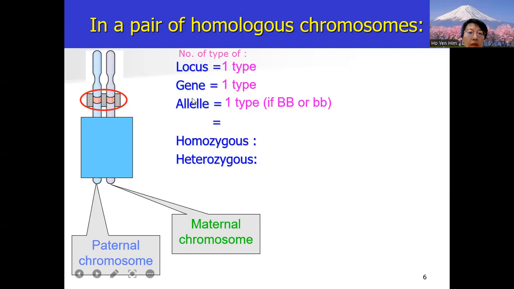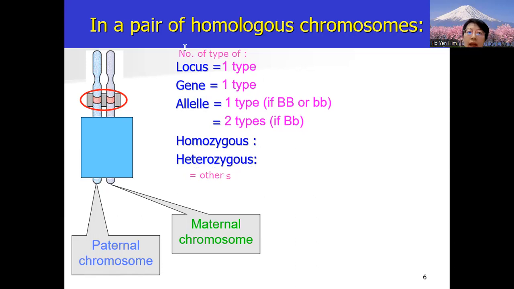If you say two types of allele between this homologous chromosome pair, it means this allele and this allele are different. So it must be big B, small b. Then you can say two types. If you say there's only one type of allele, that means these two alleles must be the same, either big B, big B, or small b, small b. Now, what about the terms homozygous and heterozygous? Homo means same, hetero means others. This word literally means others.